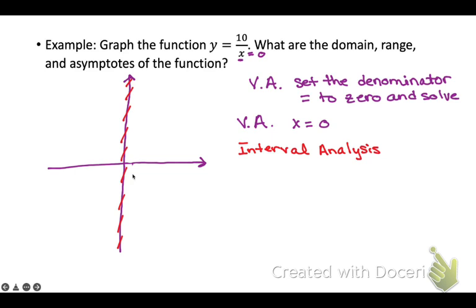Okay, so interval analysis. Intervals are made by vertical asymptotes. So I start over here at negative infinity, and I'm walking across my x-axis. This little guy walking right here. See him? Can you picture him? He's whistling, singing. And what's the first thing he stops at? 0. Is my vertical asymptote going to be a problem?